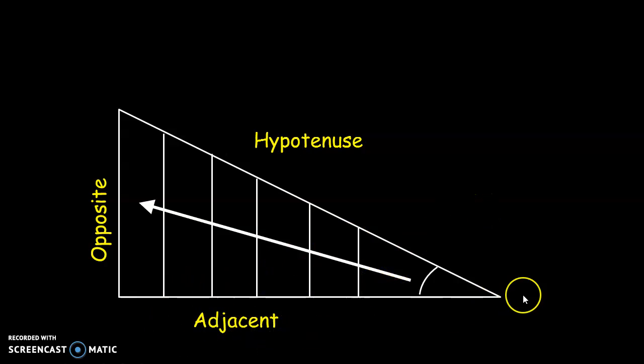Alright, and then the last word is adjacent. Adjacent is a fancy word that means next to. So the adjacent side is next to the angle. It's not opposite the angle. It's not the hypotenuse. It's the one that's next to it and it's shorter length. Alright, so we're going to need those three words to fill out our table.